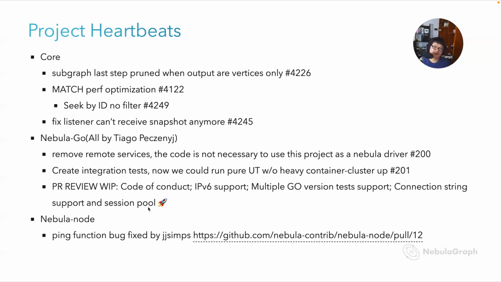The next one is on Nebula-node. It's a Node.js client. It's not in the vsoft org, it's under the Nebula contribute org. This PR was just pushed last night by JJSI MPS. He or she helped solve a bug in the ping function, which is quite cool. I think maybe it's the first contribution that he or she has made to the NebulaGraph community. So thank you so much. That's the project heartbeat part.